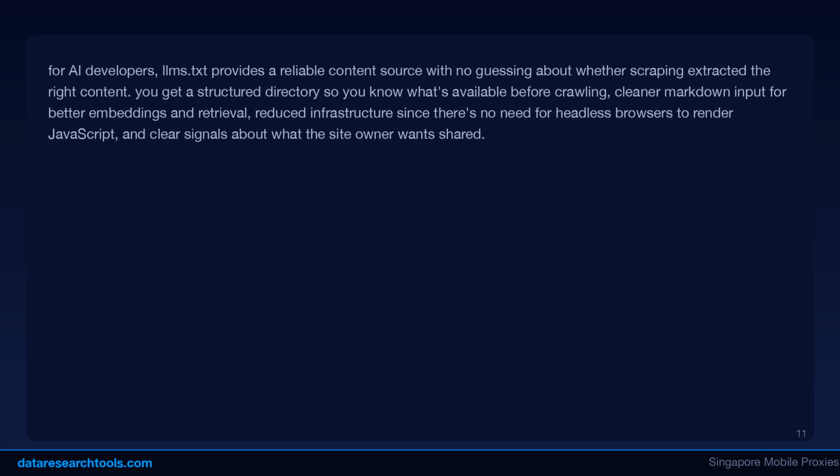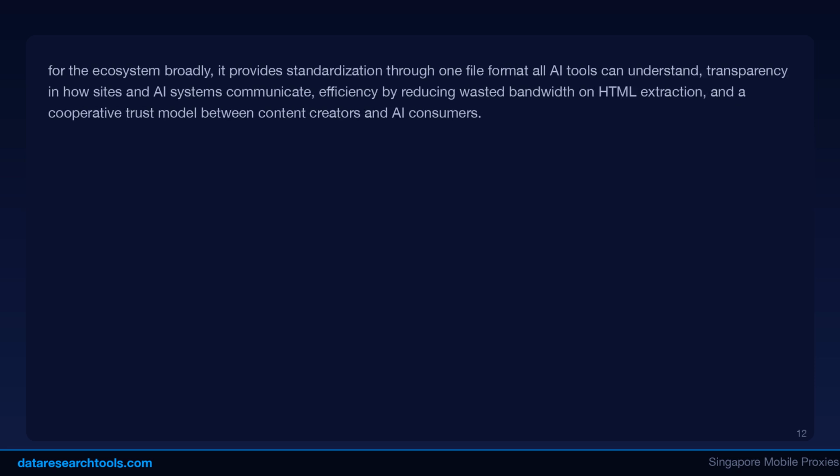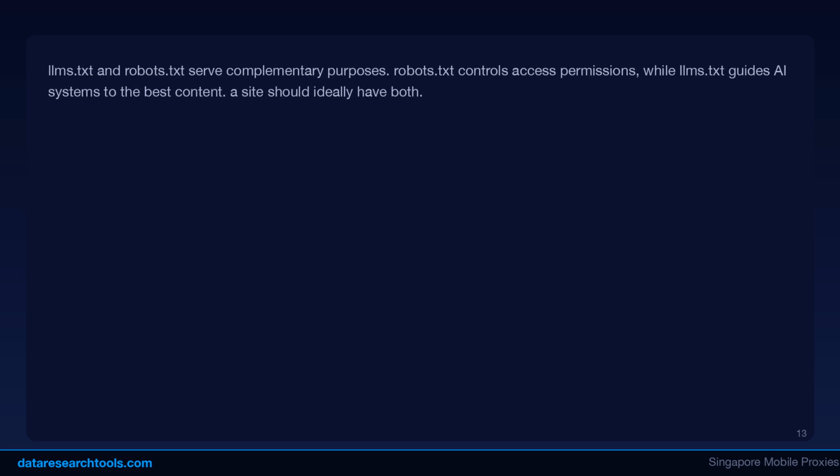Cleaner markdown input for better embeddings and retrieval, reduced infrastructure since there's no need for headless browsers to render JavaScript, and clear signals about what the site owner wants shared. For the ecosystem broadly, it provides standardization through one file format all AI tools can understand, transparency in how sites and AI systems communicate, efficiency by reducing wasted bandwidth on HTML extraction, and a cooperative trust model between content creators and AI consumers. llms.txt and robots.txt serve complementary purposes. Robots.txt controls access permissions, while llms.txt guides AI systems to the best content. A site should ideally have both.